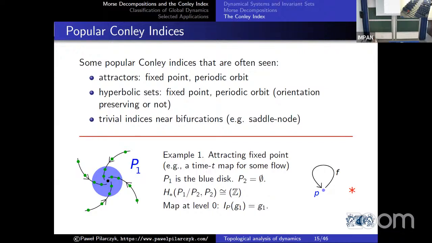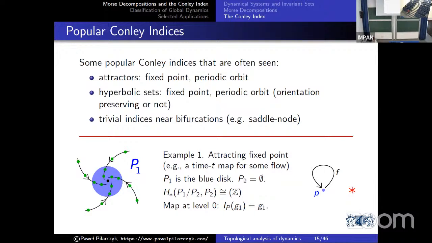If we have a map that is a time-tau map for some flow, so this is translation in some flow by some fixed time, then the index map will be the identity. And this is the theorem. So in this example, there's no wonder that we get the identity.